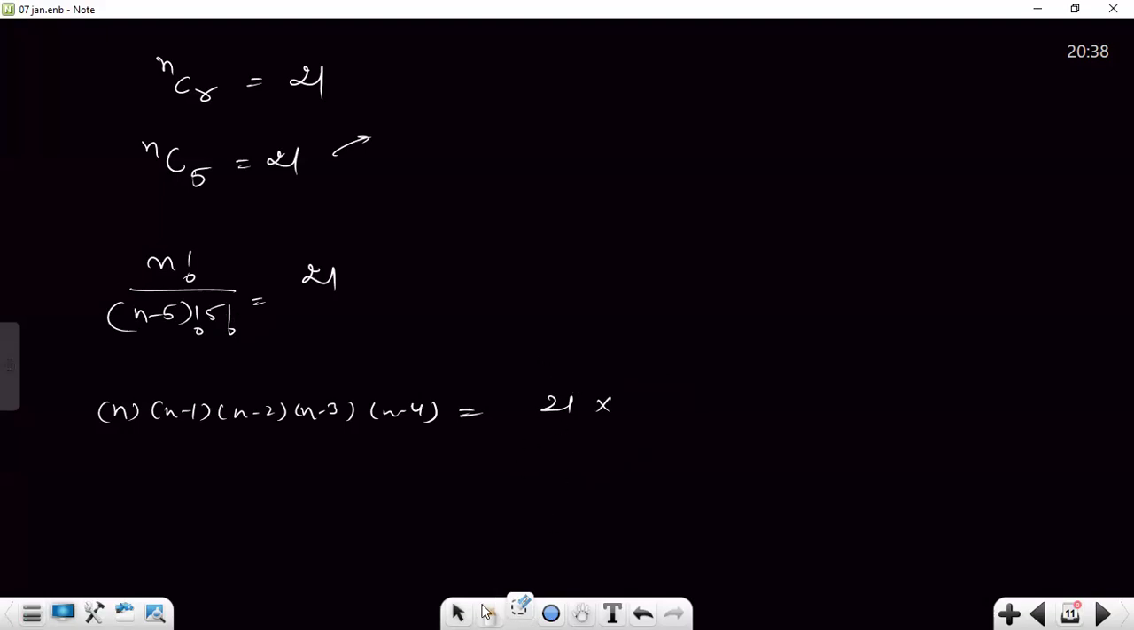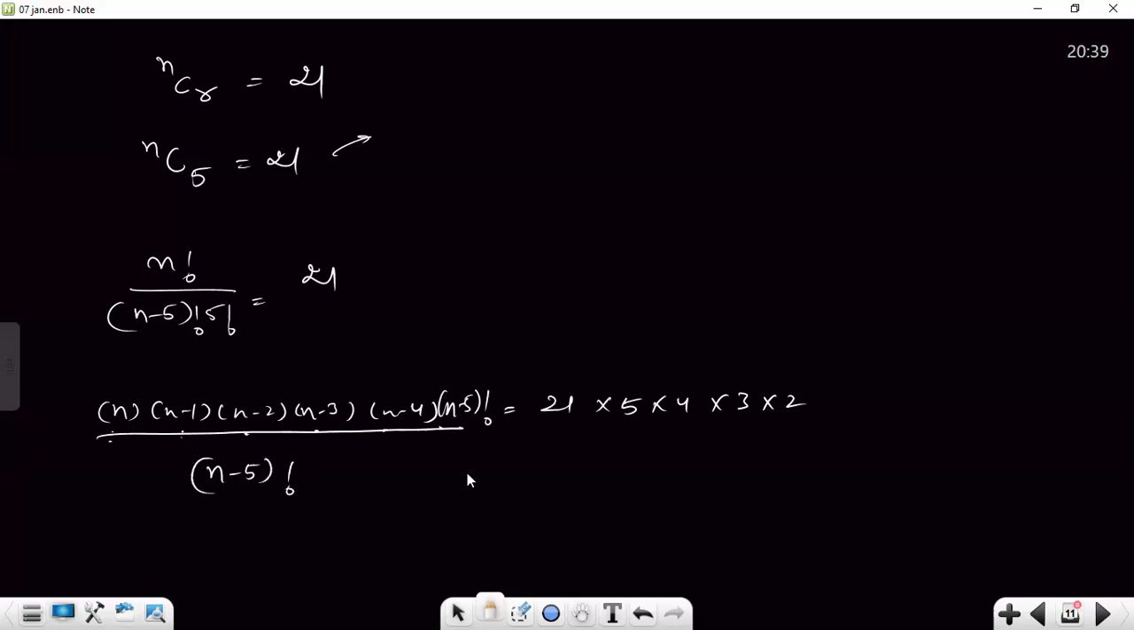So let's expand 5 factorial itself: 5 into 4 into 3 into 2 into 1. And here n factorial expands to n into n minus 1, n minus 2, n minus 3, n minus 4 into n minus 5 factorial, which will get cancelled with the denominator. What was there in the denominator, n minus 5 factorial into 5 factorial, has gone to the right hand side. This and this will cancel each other. Is that clear? To clear this mess, I'm just going to erase them.